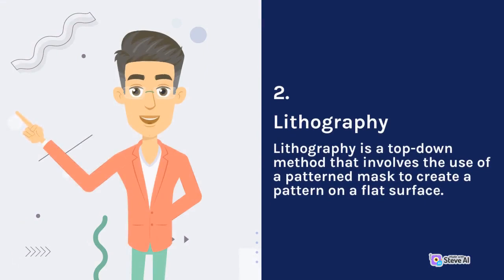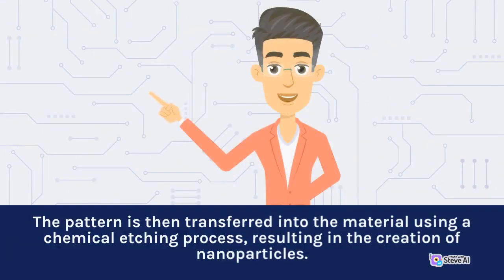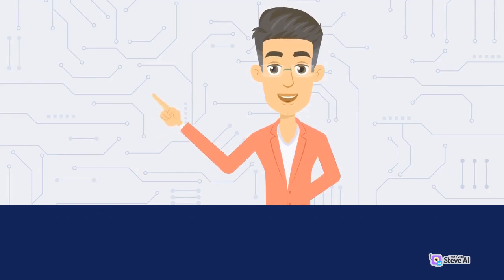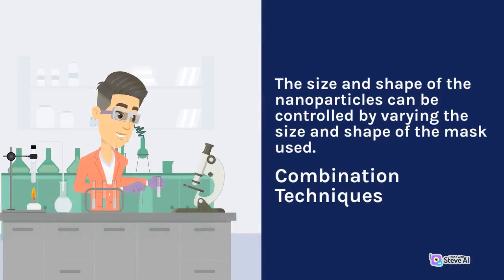2. Lithography. Lithography is a top-down method that involves the use of a patterned mask to create a pattern on a flat surface. The pattern is then transferred into the material using a chemical etching process, resulting in the creation of nanoparticles. The size and shape of the nanoparticles can be controlled by varying the size and shape of the mask used.